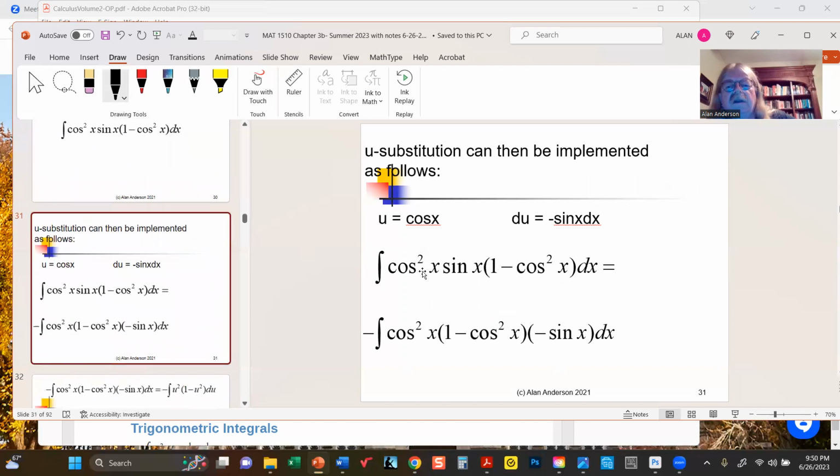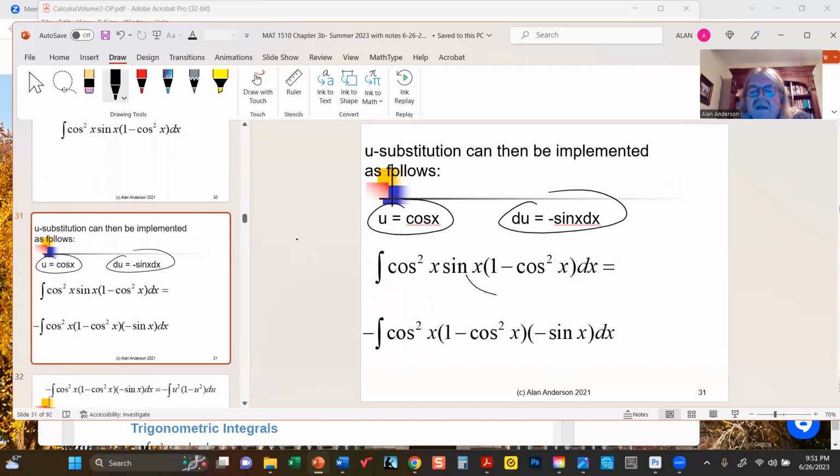All right, so this is where we left off. Cosine squared x, sine x, 1 minus cosine squared x dx. And so what we're going to do is choose cosine x for u, which, as we saw earlier, means that du is negative sine x dx. We don't have the negative. Oh, by the way, this is getting moved over here. We don't need to have the negative, but we'll provide it here. So what exactly does that leave us with?